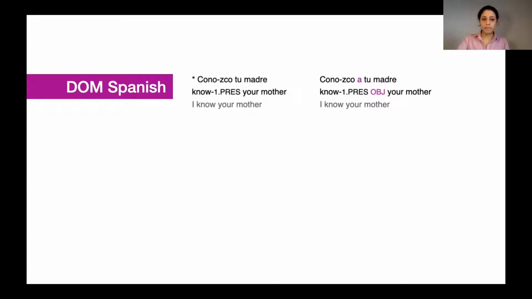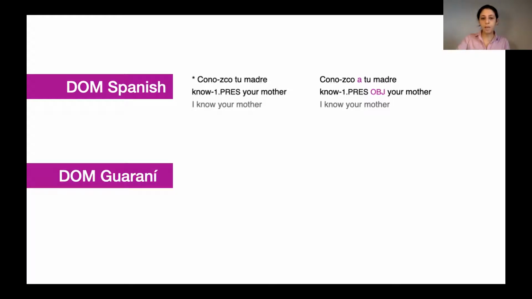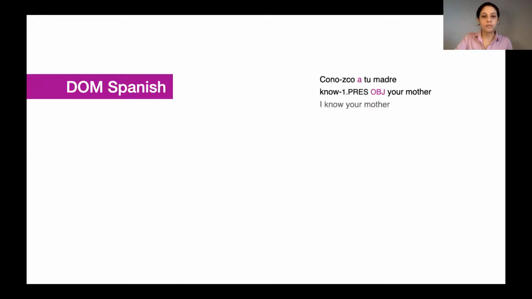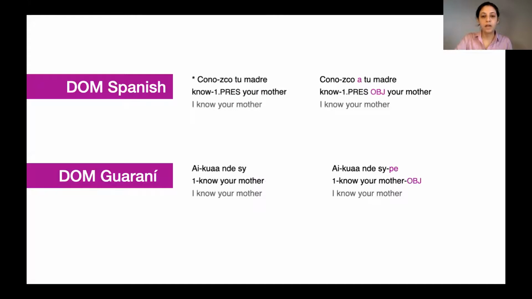Now, in Guarani, you can have the marker be, which is also, so a is also in Spanish a locative preposition. It indicates direction. In Guarani, be is a postposition that also refers to location, to place. It means in. But this is acceptable as well.